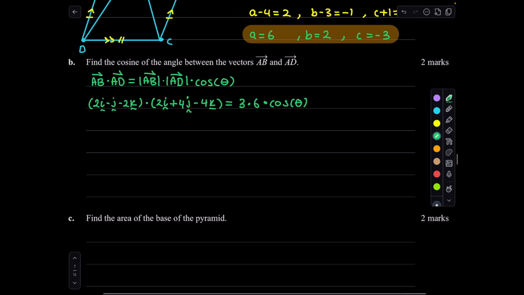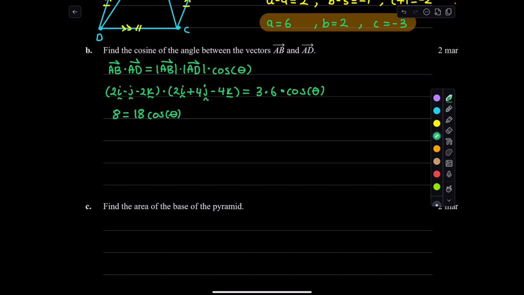So, of course, this is really easy. The dot product of these is just 2 times 2, which is 4. Negative 1 times 4 is negative 4, and negative 2 times negative 4 is positive 8. So it's basically just 8 here. So 8 equals 6 times 3, 18, 18 times cosine theta. So 8 over 18 equals cosine theta.